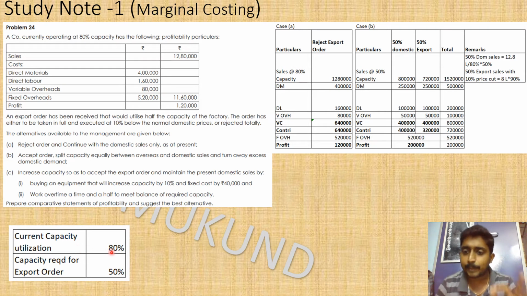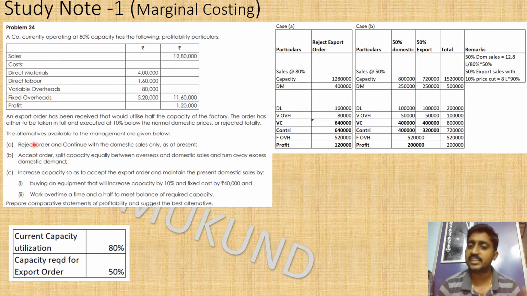Current capacity utilization is 80%, and we can either accept the export order or reject it. Reject it means there is no doubt at all and it is an easy go. But if we are going to accept, then 50% capacity has to be allocated for doing the export product itself. Okay, let's proceed with the problem.